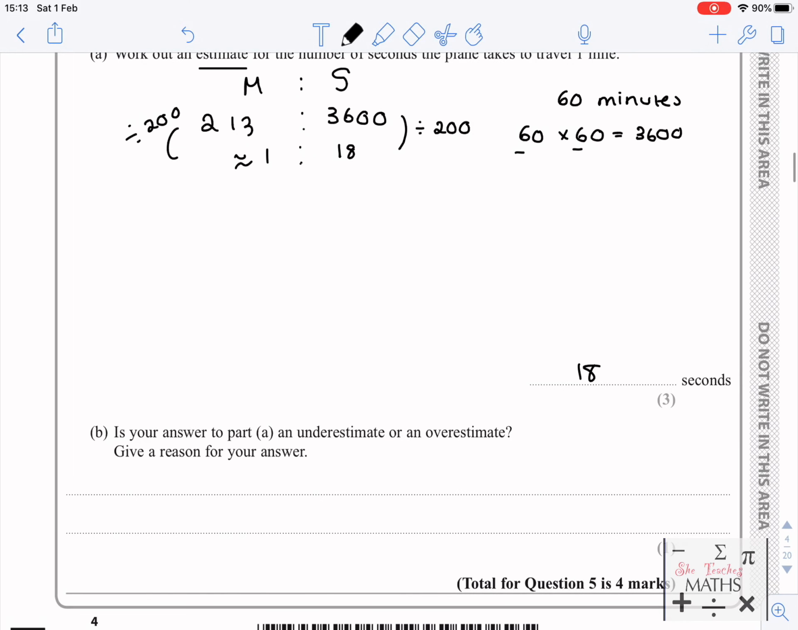Is your answer to part A an underestimate or an overestimate? Give a reason for your answer. So because we rounded down from 213 to 200, it would be an underestimate.